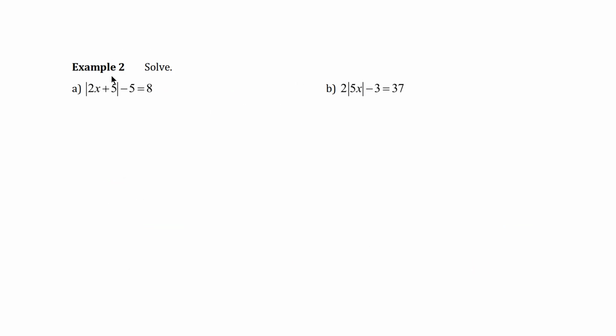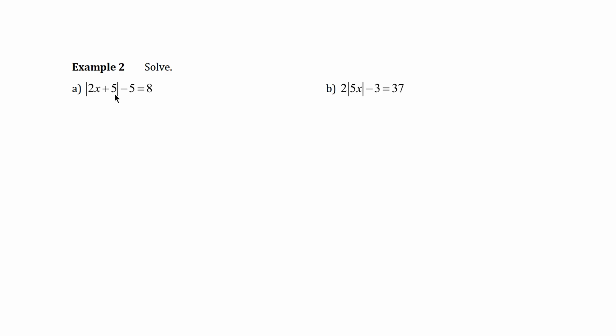Moving on to example number 2, here we need to solve the following absolute value equations. For part A, we have the absolute value of 2x plus 5, and outside of the absolute value, we have minus 5 equals 8. Now before we can apply any of the absolute value rules, we need to first isolate the absolute value all by itself on one side of the equation.